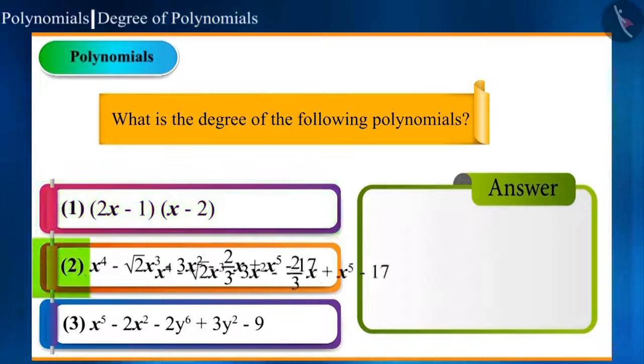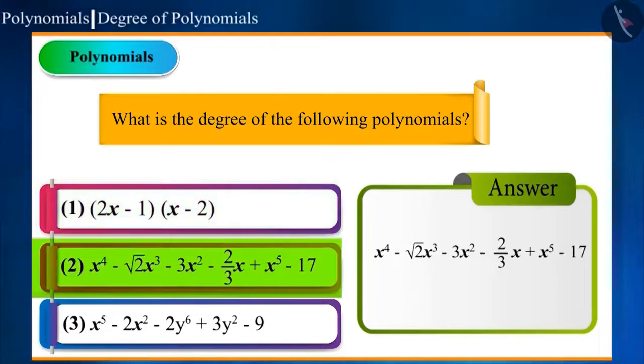Let's see the second option. The power of variable of the first term is 4, but it is not the highest. Fifth term of this polynomial is x to the power of 5, where the power of x is 5. Hence, this is a polynomial with the degree 5. It would be better to write such polynomials in the descending order of their powers.